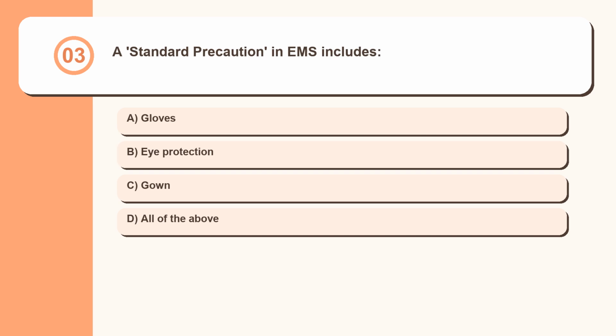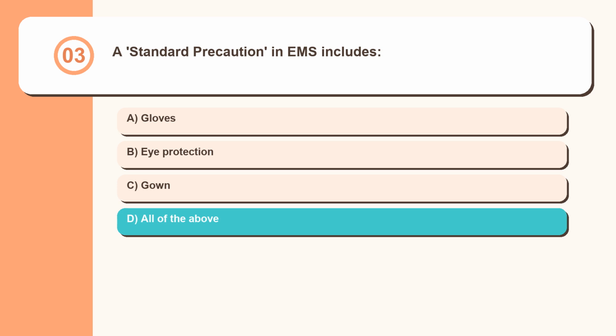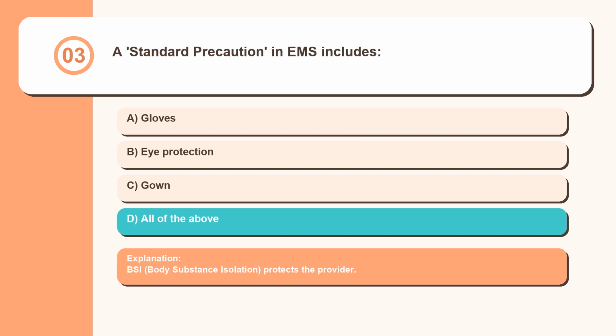Question 3. A standard precaution in EMS includes: gloves, eye protection, gown, all of the above. BSI, body substance isolation, protects the provider.